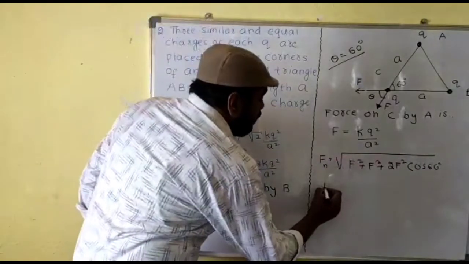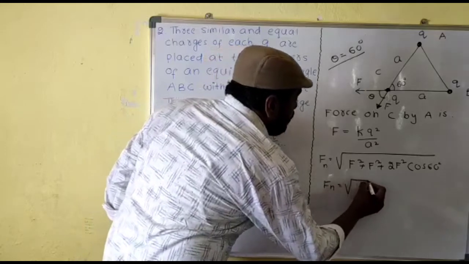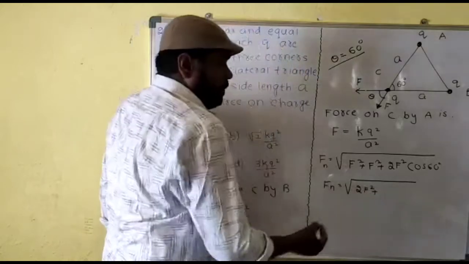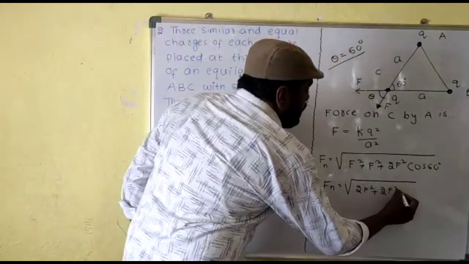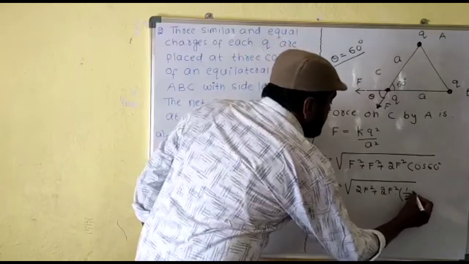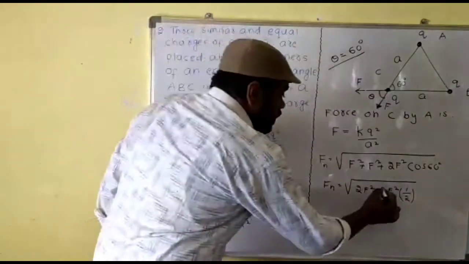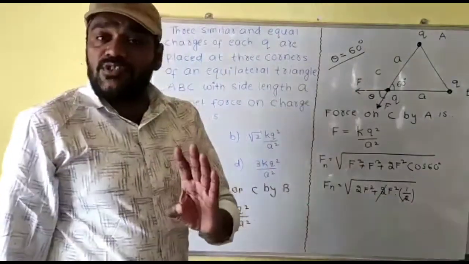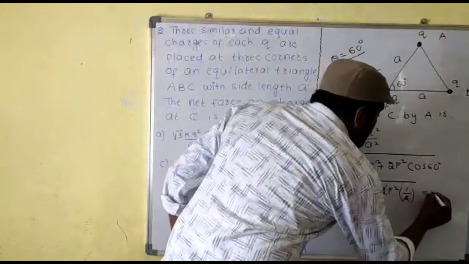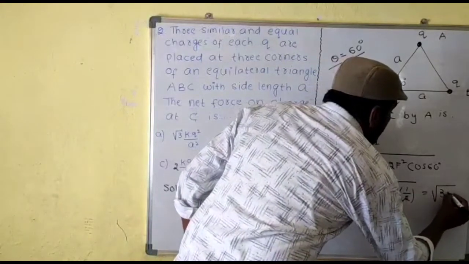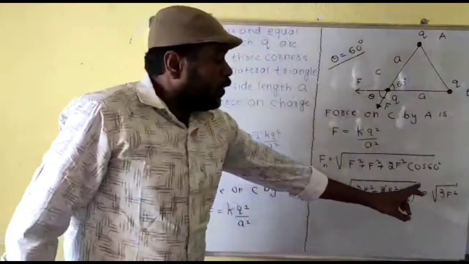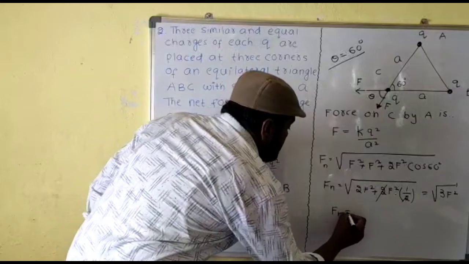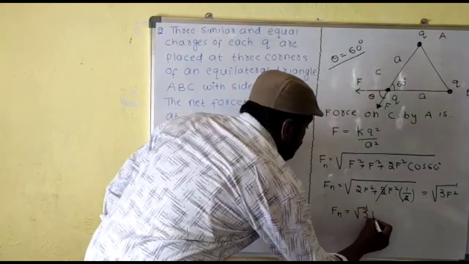After solving, what will you get? F is equal to the square root of F square plus F square, that is 2F square, plus 2F square into cos 60. Cos 60 value is 1 by 2, therefore the 2 cancels. 2F square plus F square, so you get 3F square. That is the root of 3F square, and applying the root to F square, the net force F net is equal to root 3 into F.